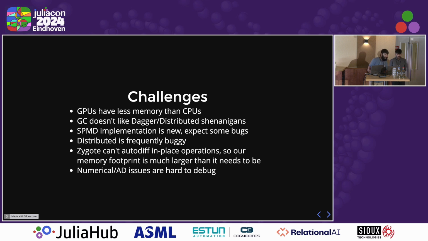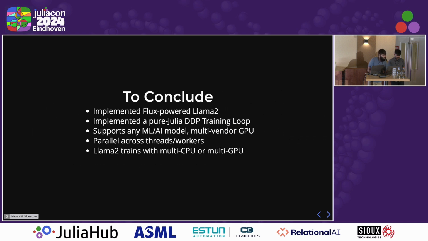Distributed.jl is buggy. If you saw my Dagger workshop on Tuesday, you're quite aware of this. And then Zygote can't auto-differentiate in-place operations, so our memory footprint and the GC issues that causes become a problem. This is something that we want to take a look at pretty intensely over the next few months. And then numerical AD issues are always kind of hard to debug.